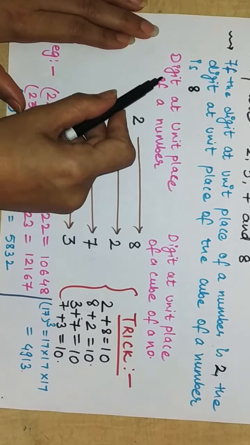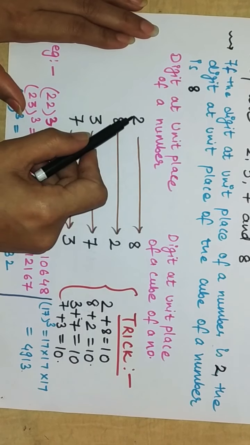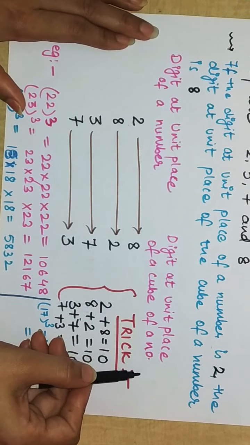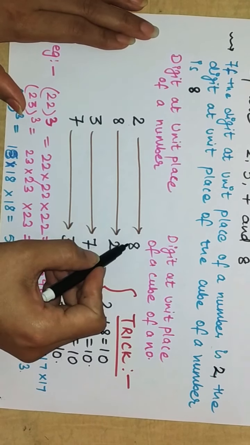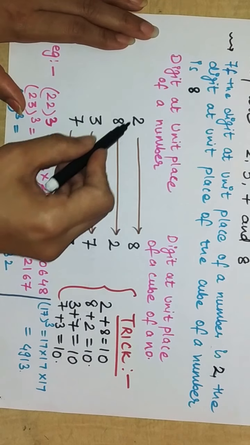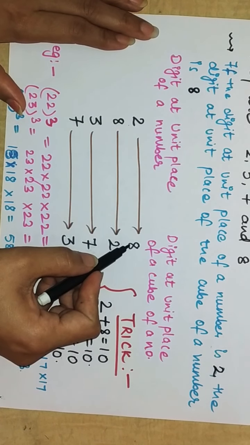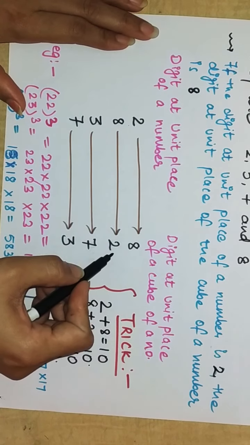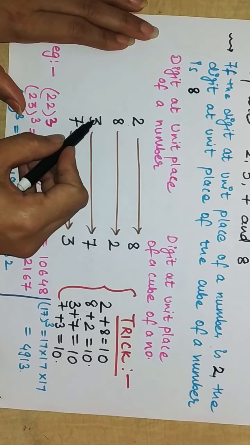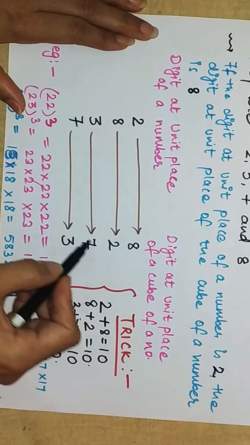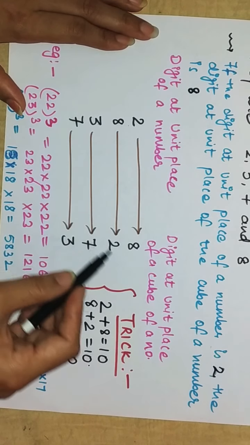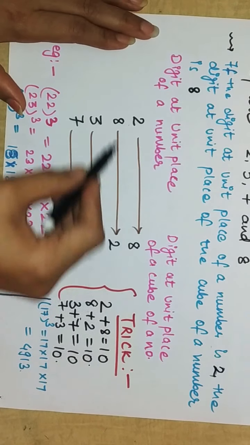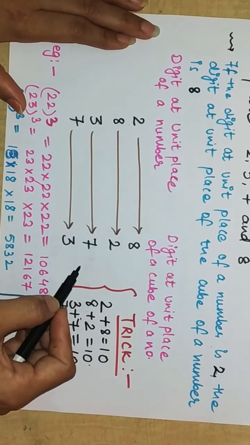So, if they ask the digit at the unit place of a number is 2 and if they are asking the digit at the unit place of a cube of a number, then you should write 8. How will you get 10? 2 में आप कितना ऐड करोगे तो आपको 10 मिलेगा? 8. 8 में आप कितना ऐड करोगे तो आपको 10 मिलेगा? 2. 3 में कितना ऐड करेंगे तो 10 मिलेगा? 7. 7 में कितना ऐड करेंगे तो 10 मिलेगा? 3. So likewise the summation of both these numbers will be 10.